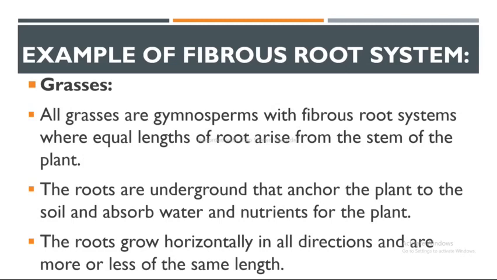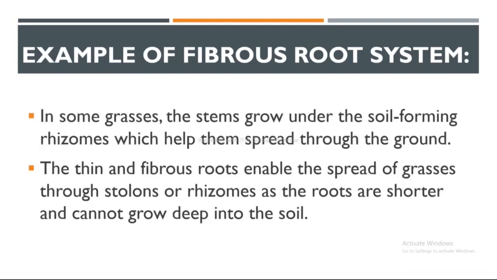All the grasses are gymnosperms with fibrous root systems where equal lengths of root arise from the stem of the plant. The roots are underground, anchor the plant to the soil and absorb water and nutrients for the plant. The roots grow horizontally in all directions and are more or less of the same length. In some grasses, the stems grow under the soil, forming rhizomes which help them spread through the ground. The thin and fibrous roots enable the spread of the grasses through stolons or rhizomes, as the roots are shorter and cannot grow deep into the soil.